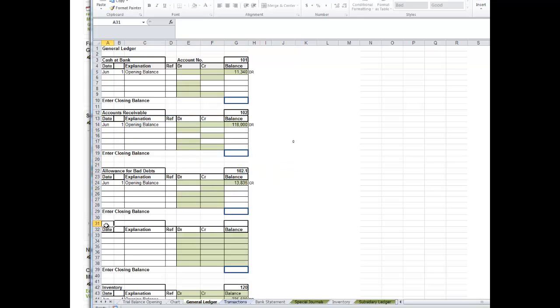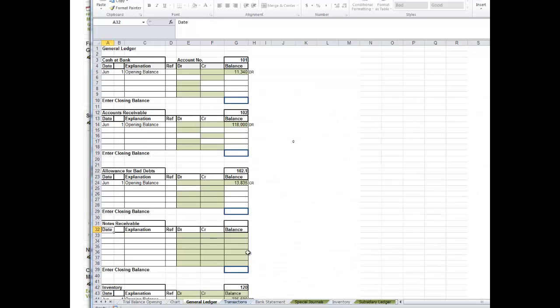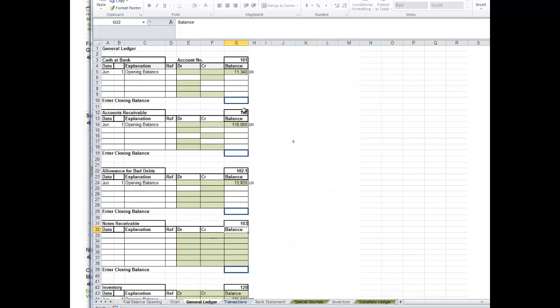I'll do another item here, and there'll be nothing in it: trial balance, notes receivable, and its number is 103. So what is a note receivable? It's much like an account receivable, except that it's much stronger. So if you want to read more about notes receivable, a bit like an IOU, it's a bill of exchange. So you can go to the textbook and look up bill of exchange.